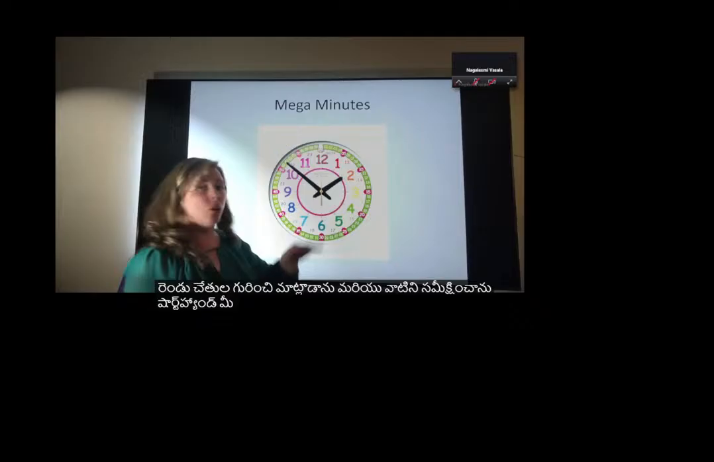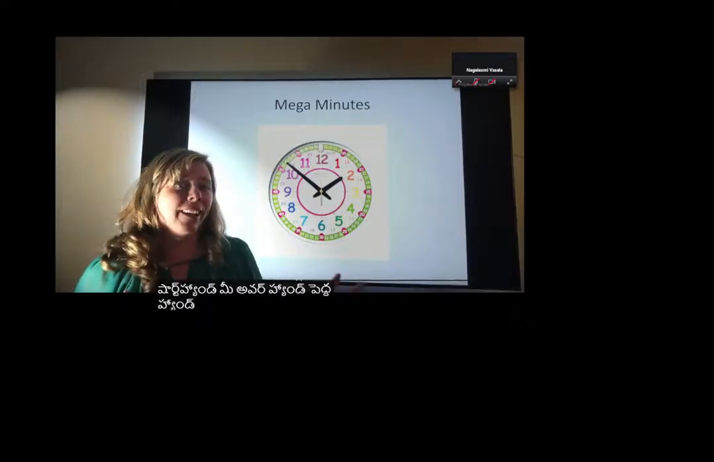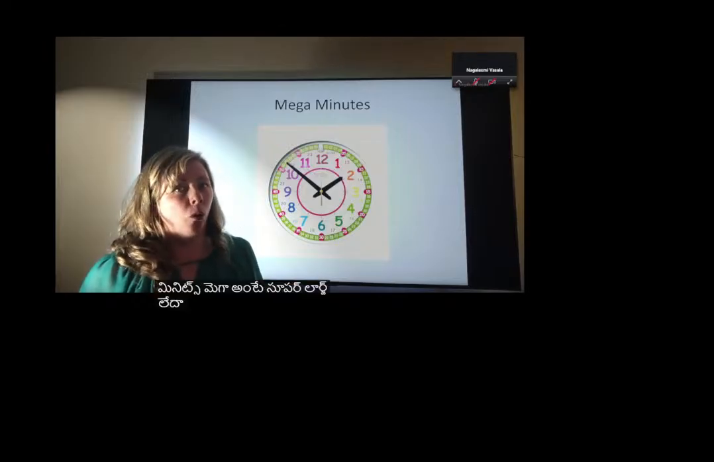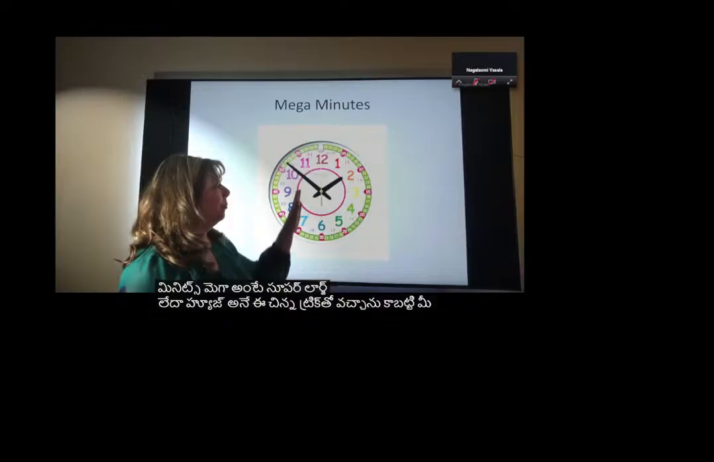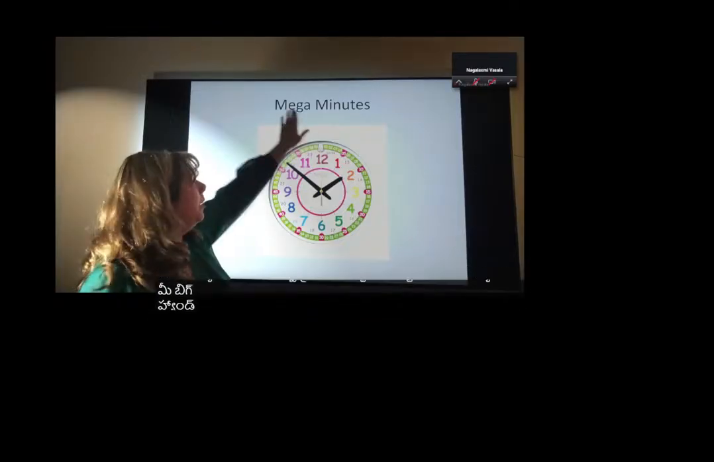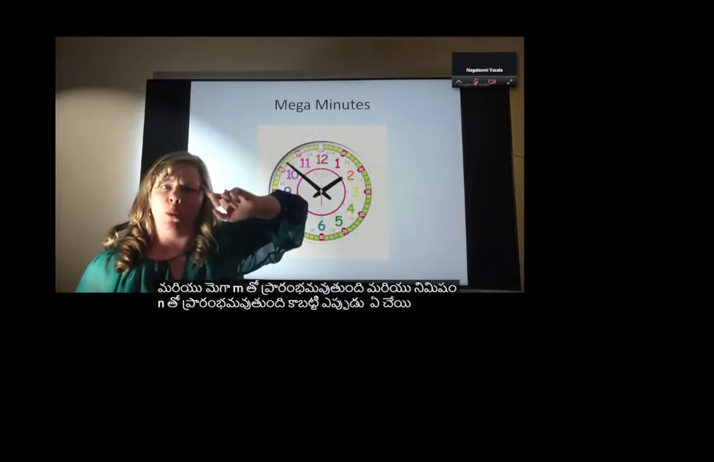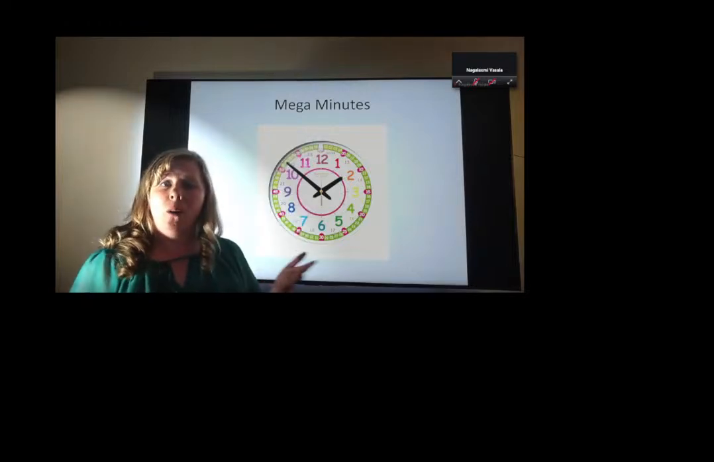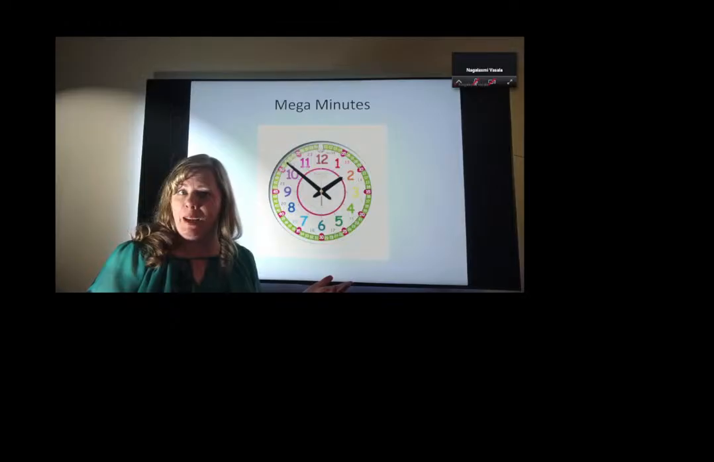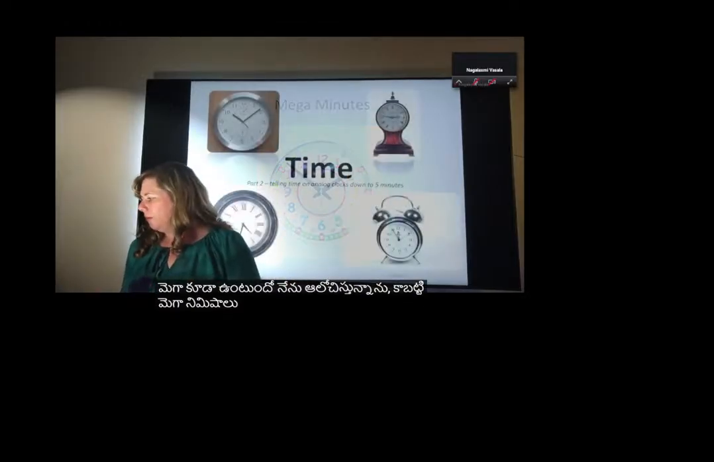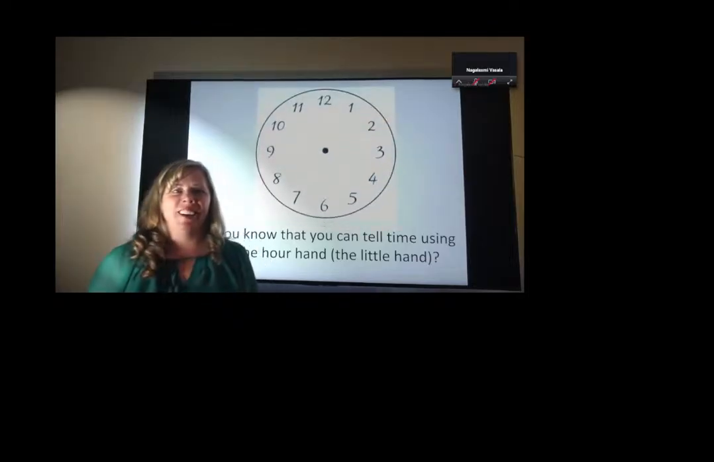In a previous video, I talked about the two hands and reviewed those. The short hand is your hour hand. The big hand, I came up with this little trick called mega minutes. Mega means super large or huge. So your minute hand is your big hand. And mega starts with M and minute starts with M. So when I'm thinking which hand is which, oh, I know minute starts with an M and so does mega. So mega minutes. Let's go ahead and start telling time.